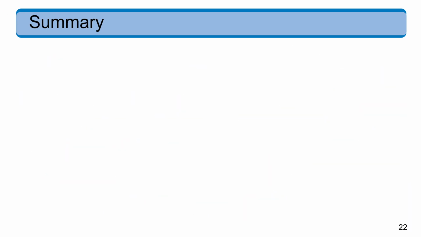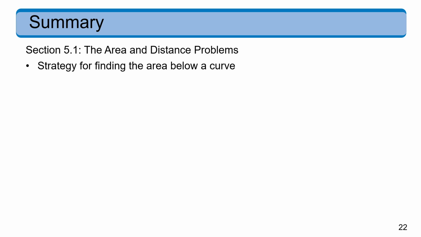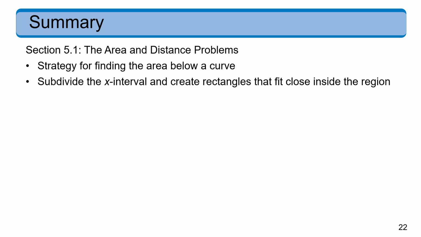So let's summarize what we covered today. We started section 5.1 on the area and distance problems. So far we've just discussed the area problem. We'll get to the distance problem next time. So we developed a strategy for our area problem for how to solve it. And the area problem means finding the area of a region below a graph of a function down to the x-axis between or over a given x interval.